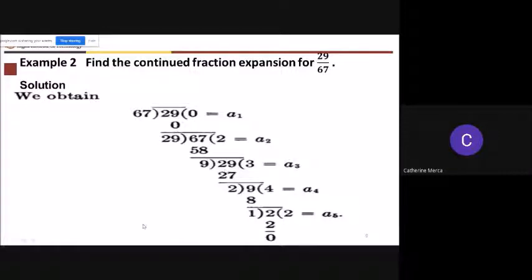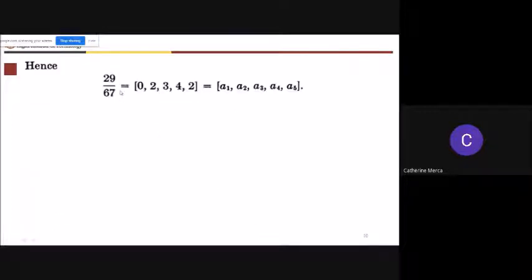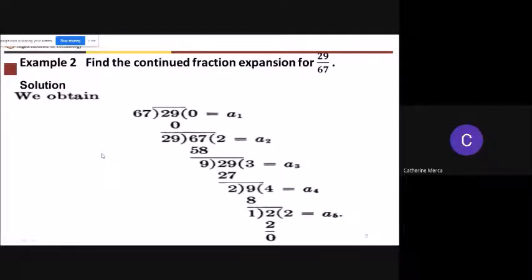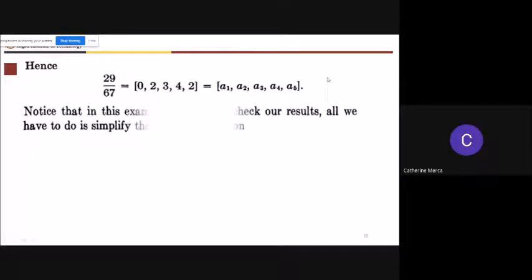So continue, and just like what we did earlier, continue the division, and you come up with the following: 0, 2, 3, 4, 2. Right? Let's see, you have 0, 2, 3, 4, 2. So that would be the continued fraction of 29 over 67. So in this example, a sub 1 starts with 0.